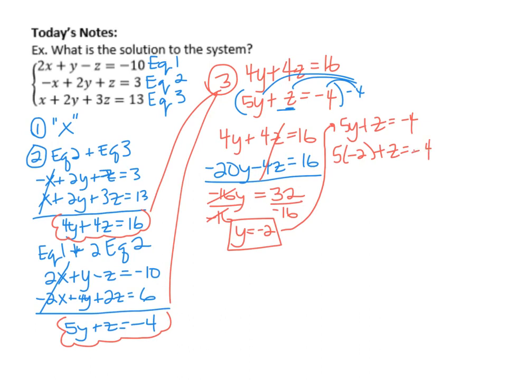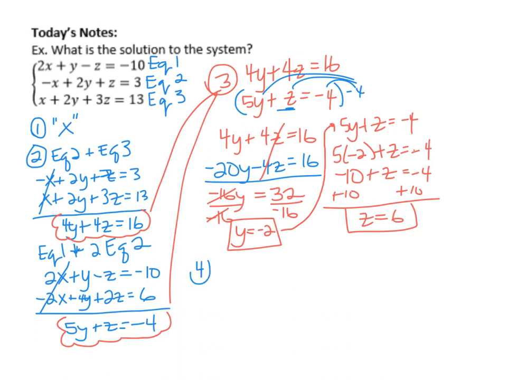5 times negative 2 is negative 10, plus z is equal to negative 4. Moving negative 10 to the right, we'd add, and we get z is equal to 6. That's step 3. We've solved that smaller system. Step 4, find that missing variable from the very beginning.